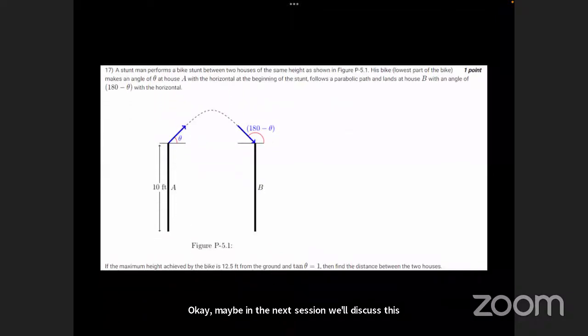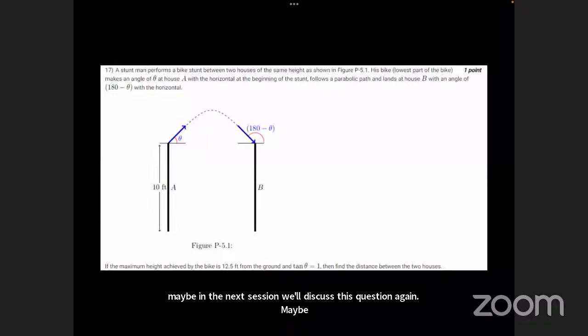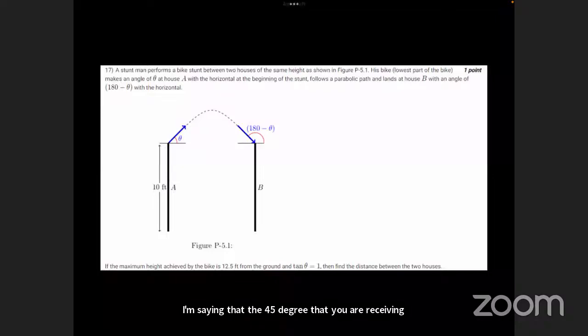You want to say that we can't assume it to be a right angle triangle, right? No, it can be a right angle triangle. I'm not saying that it's not a right angle triangle. I'm saying that the 45 degrees you are assuming from the initial point to the highest point, you are assuming that's 45 degrees only.